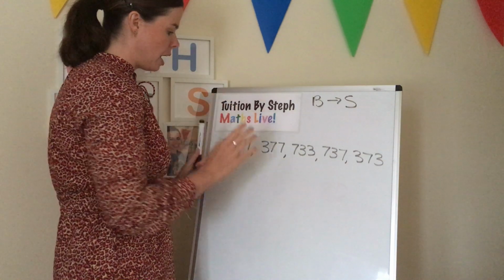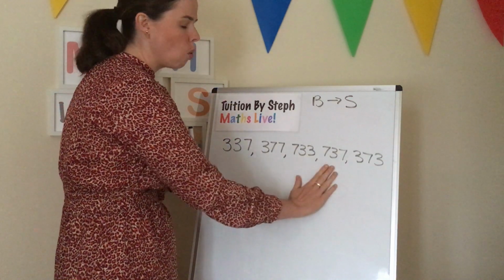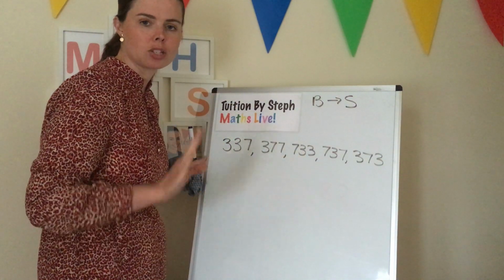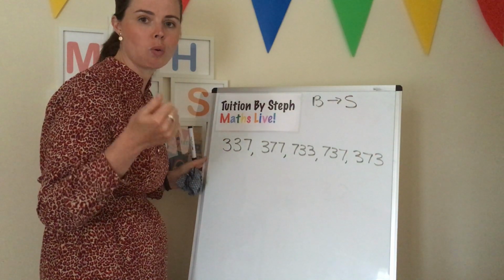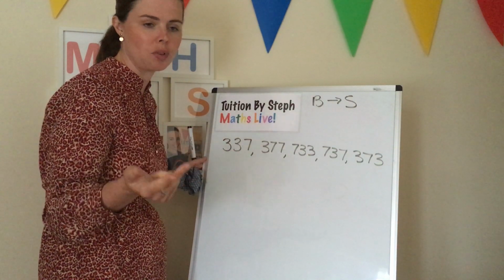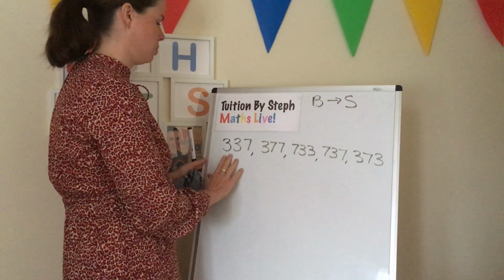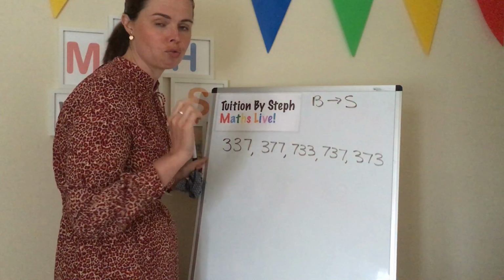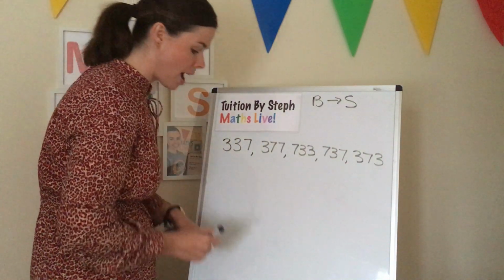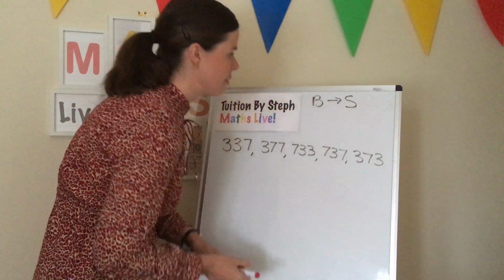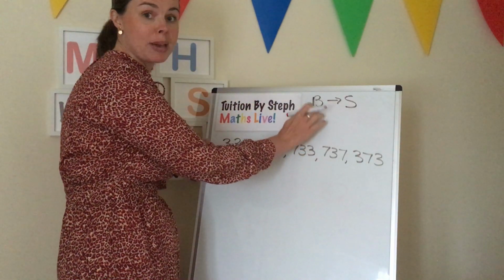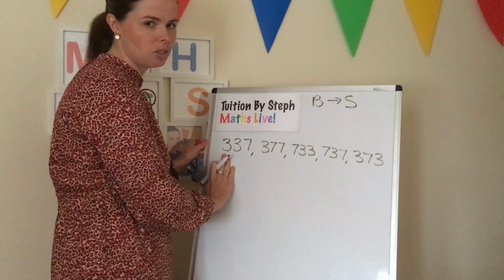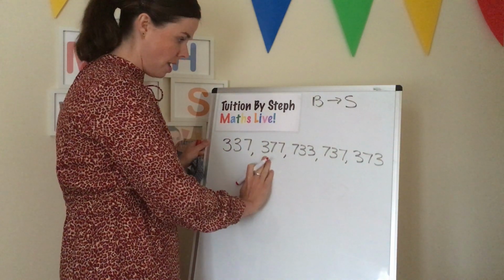Right. I've noticed they're all 3-digit numbers. Okay, so they're all equal in terms of they've all got hundreds, they've all got tens, and they've all got units. That's the first thing to notice. So we need to look at the hundreds column first. It's either going to be a 7 or a 3. We need to start with the biggest. We're looking for the biggest number. So that's a 3.